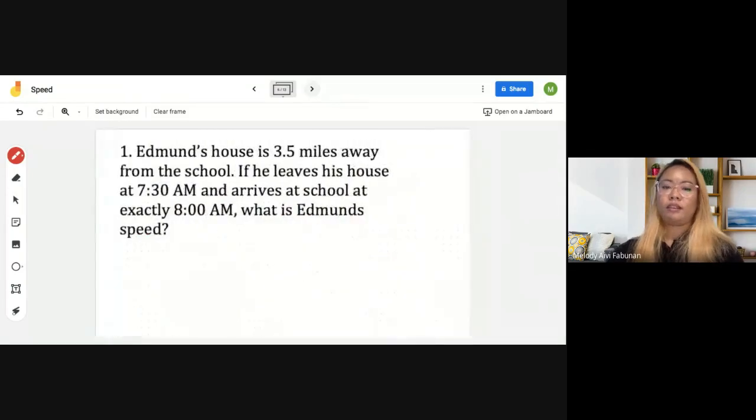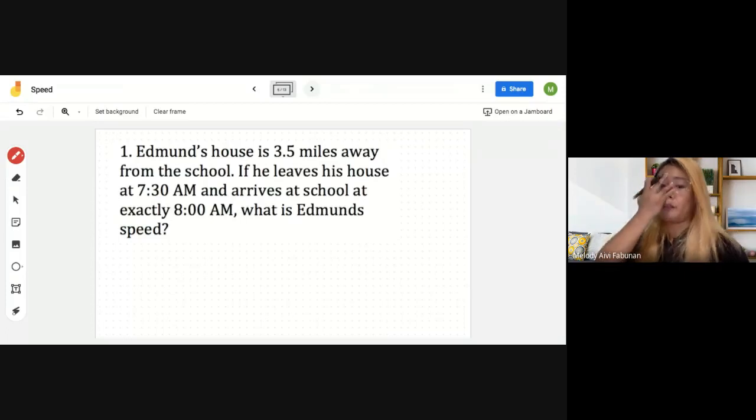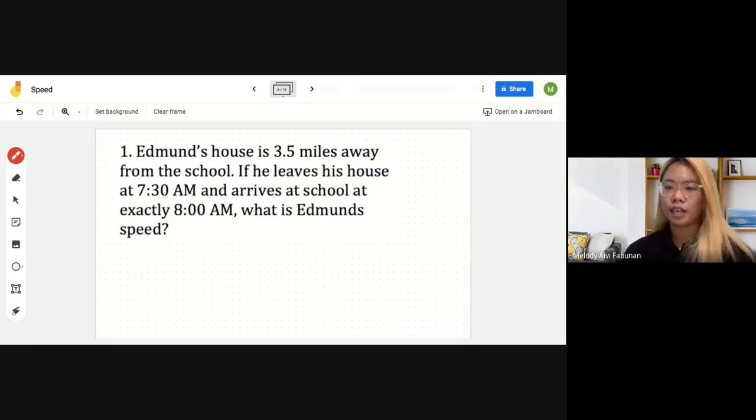This one is a bit easier kasi ito gawa ko na to. So in this example, we are talking about the person Edmond. Bigyan ko na kayo ng clue ha. Take note ninyo sa notebook ninyo yung distance at saka yung magiging speed ni Edmond kasi later on we are going to compute for the total distance at saka yung average speed ni Edmond.